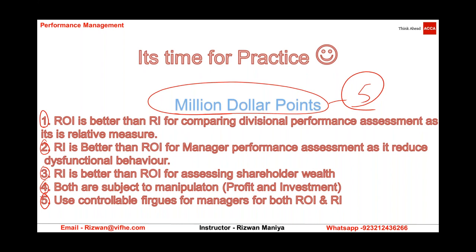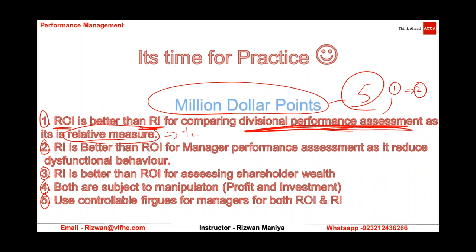It says that ROI is better than RI for comparing divisional performance assessment. That means when you are comparing one division to another division, ROI is the best measure. Listen to what I'm saying and learn this. So ROI is best because ROI is a relative measure, which means ROI provides you the answer in percentage. So this is the first concept you need to remember.